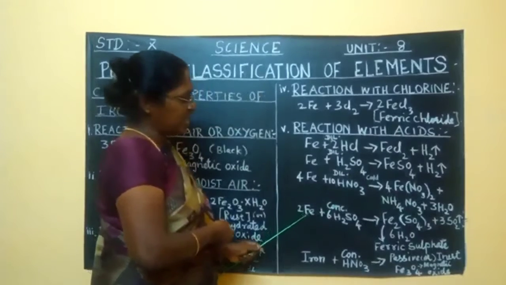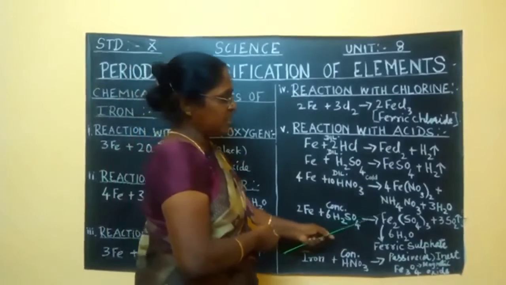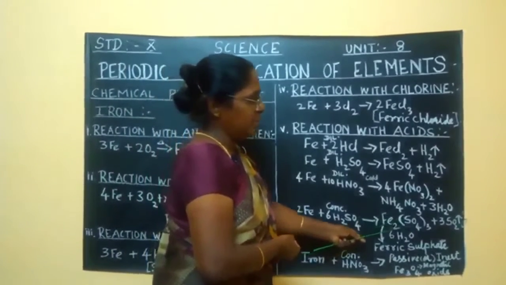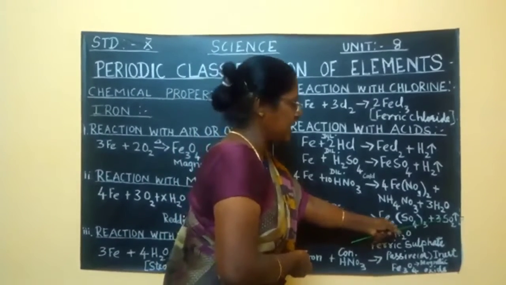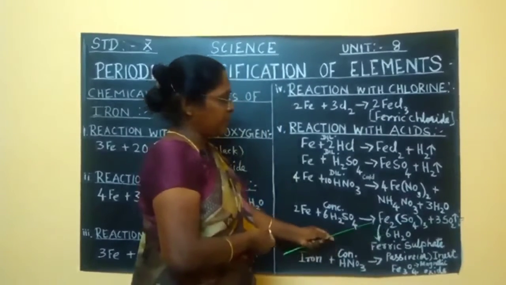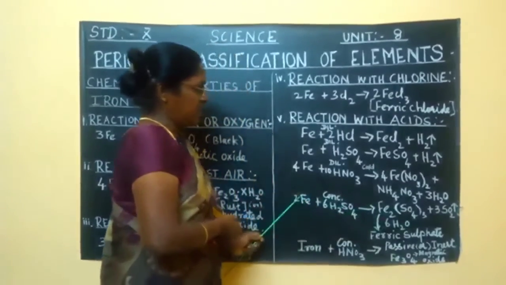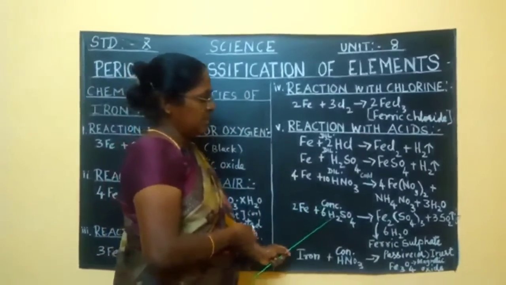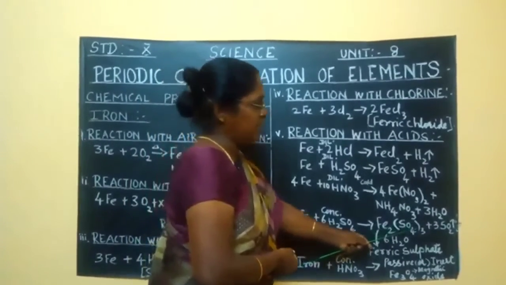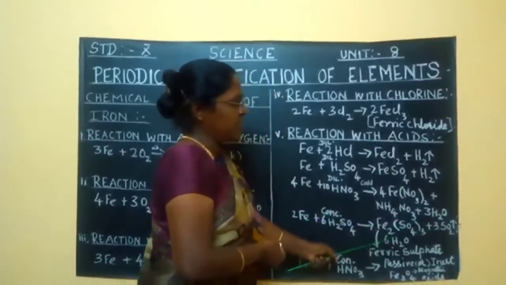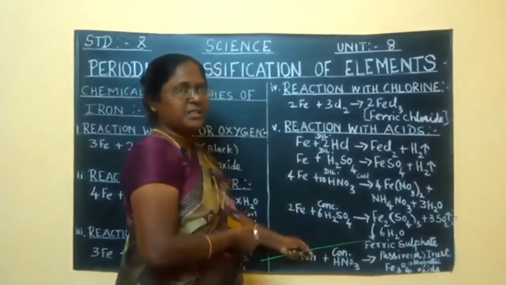The next reaction is iron reacting with concentrated sulfuric acid. Here it produces Fe2(SO4)3 plus SO2. SO2 means sulfur dioxide, which is a gas, plus water is formed. Fe2(SO4)3 means ferric sulfate. I'll repeat. Fe plus concentrated H2SO4 produces Fe2(SO4)3 plus SO2 plus H2O. So Fe2(SO4)3 means ferric sulfate.